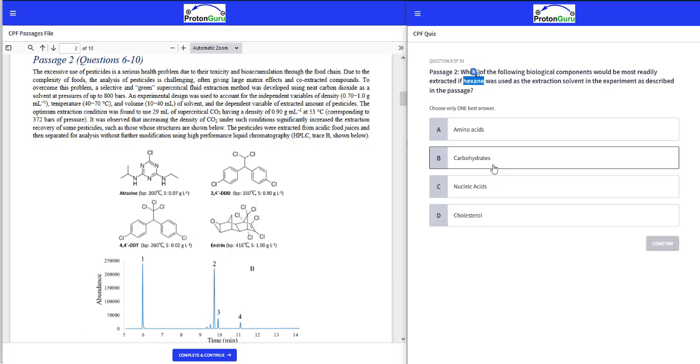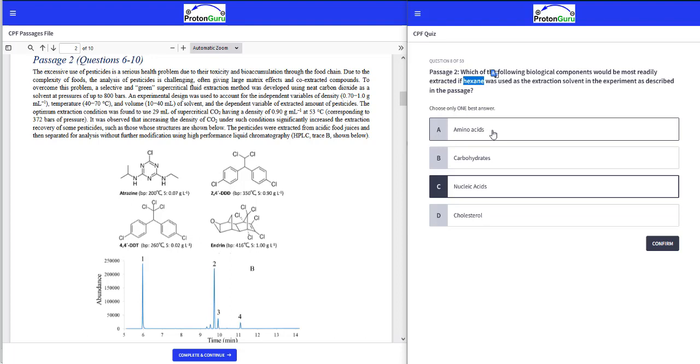Polar protic solvent would be good at dissolving carbohydrates. Definitely not hexane. Nucleic acids, we know, have this phosphate backbone that's actually carrying a negative charge. And again, ionic things are not soluble in really non-polar solvents.